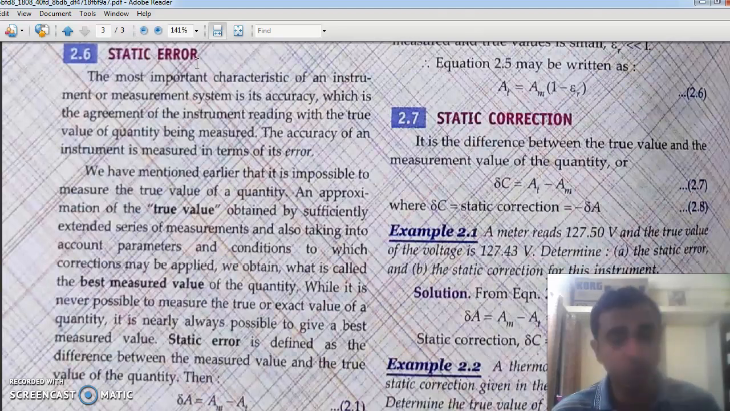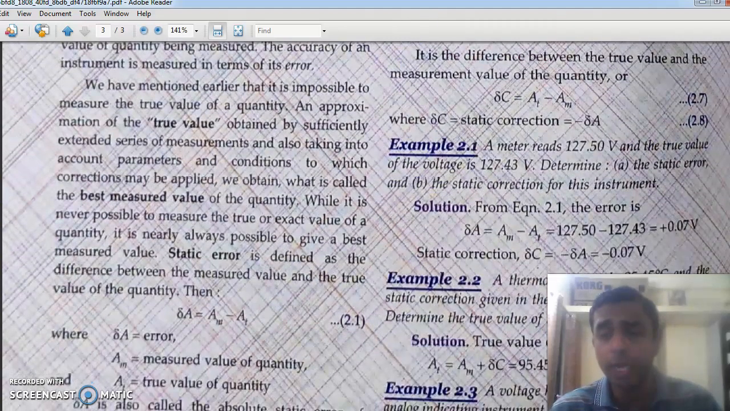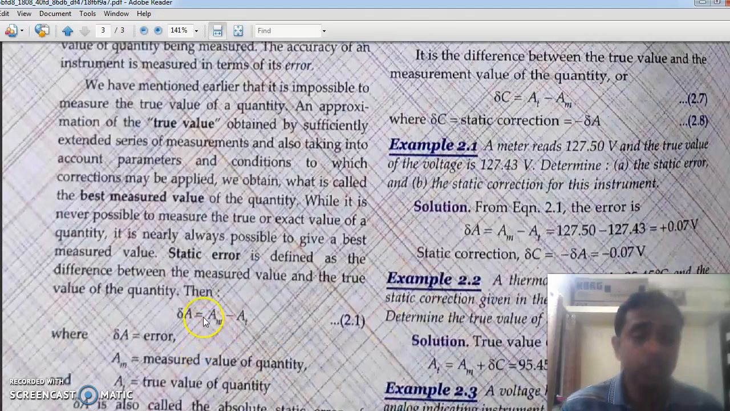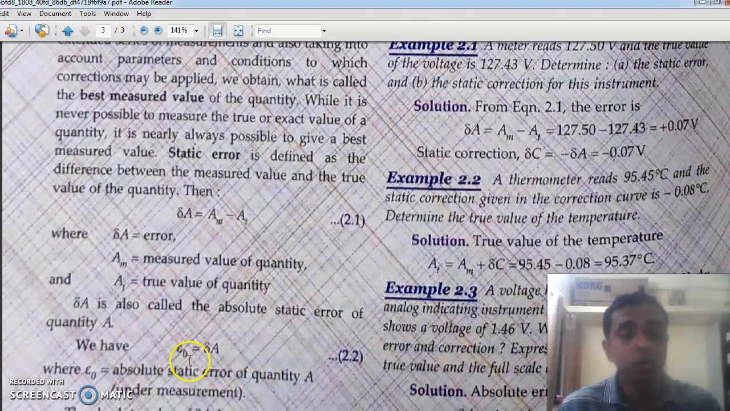I have already described what the true value is; it will reduce the error. So we will see what error is. We cannot avoid errors completely. We can minimize them, but we cannot avoid them, because practically they are always there. So the measured quantity, the actual value we are talking about, minus the true value, gives the error. So delta A is nothing but the error. Delta A is also represented as epsilon naught, or sometimes eta naught. I'll take it as epsilon naught. This is nothing but the absolute static error of the quantity under measurement.